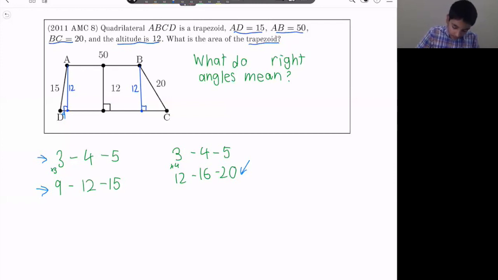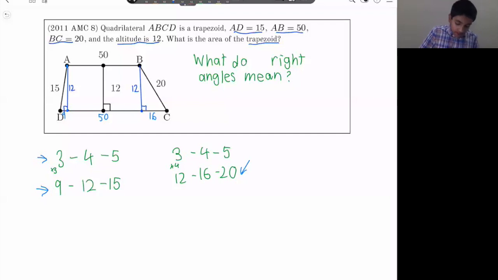And same thing for the 12, 16, 20 triangle. This has to be 16. And again, you can just use the Pythagorean theorem if you didn't remember this. And now we know that this is 50. So let's break it out again. We have this rectangle in the middle is 50, so that means both lengths are going to be 50.